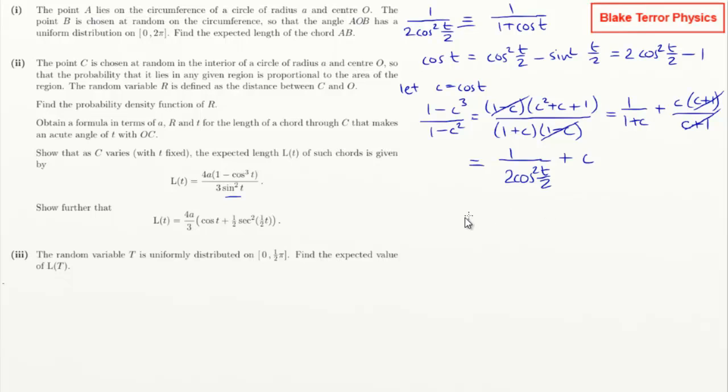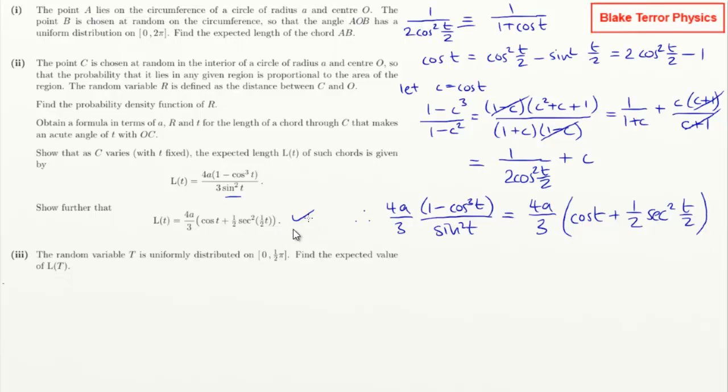Okay, so what am I left with all in all? So I've got that 4a over 3, 1 minus cos cubed t over sine squared t is equal to all of this: 4a over 3 cos t plus a half of sec squared t over 2. Right, okay, that was not so bad figuring out that bit.